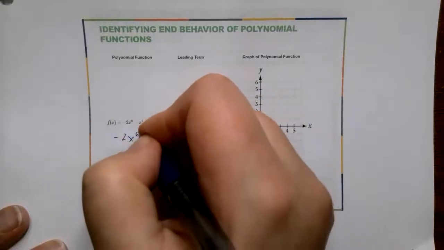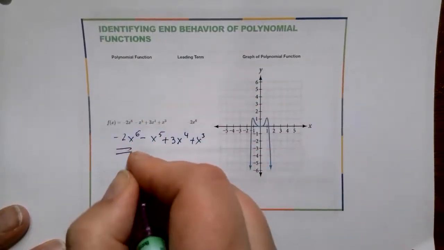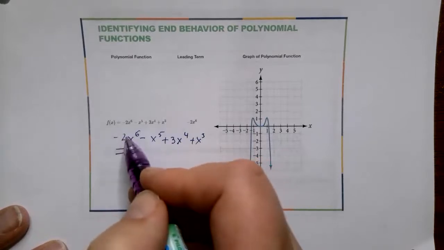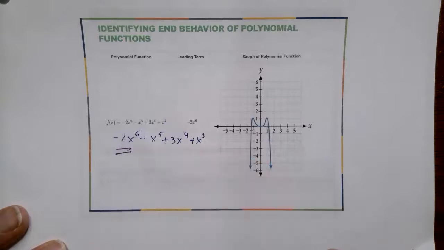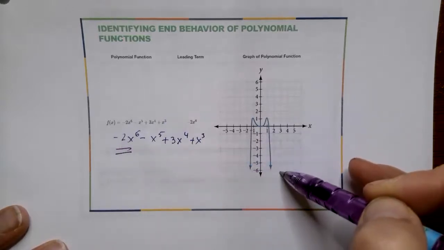So again, the leading term here is -2x to the 6th. So again, it's an even powered function with a negative coefficient. So it's going to be U-shaped opening down. And this is what we see. This is the overall behavior.